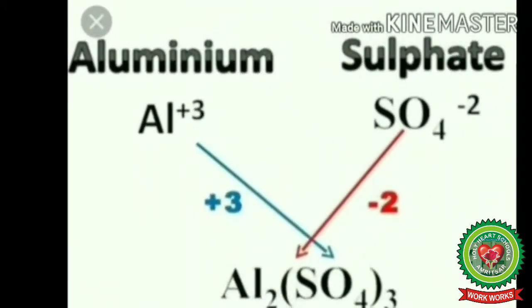One more example. To get the formula of aluminium sulfate, write the aluminium ion and sulfate ion, that is aluminium +3 and sulfate ion SO4 -2. Students, we interchange the valencies of aluminium and sulfate ions to get the formula Al2(SO4)3.